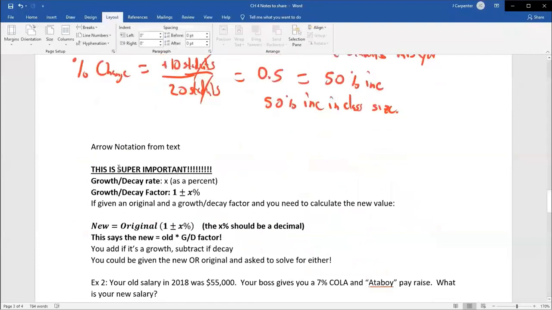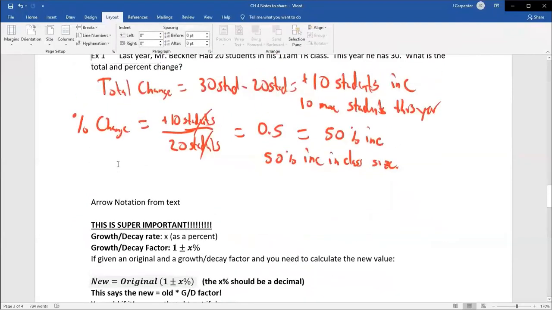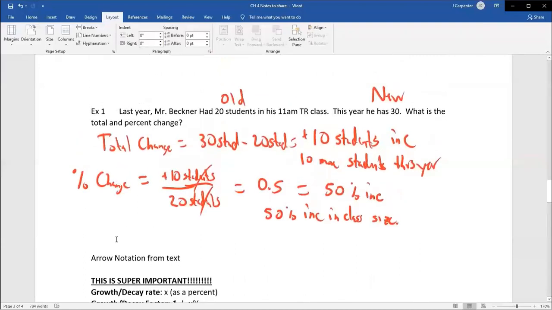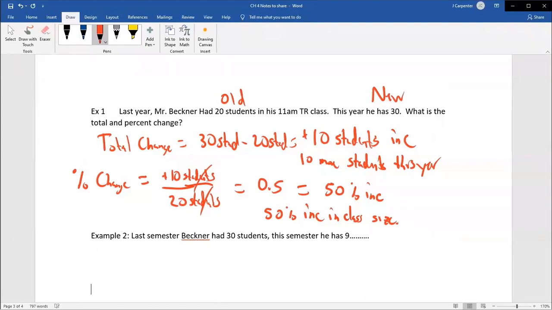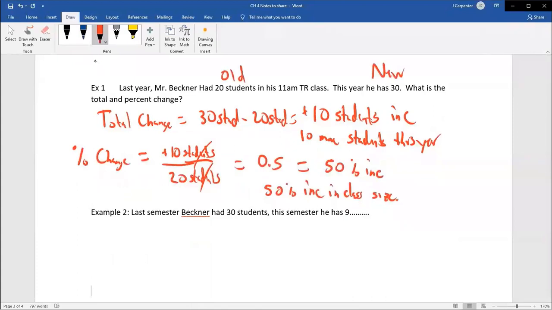All right, so this is example 1. That's weird. I had an example 2 typed up and it's not up here. That's all right. Example 2. Same kind of concept. Last semester, Beckner had 30 students. This semester, he has 9. What's the total and percent change? Okay. So last year he had 30, I had 30. I sound crazy when I say it that way, don't I? This semester, we've got 9 students in a particular class.